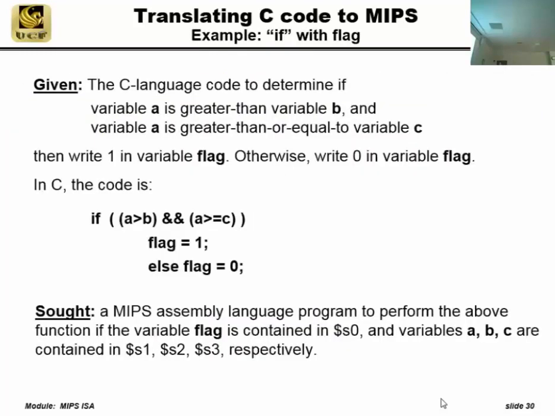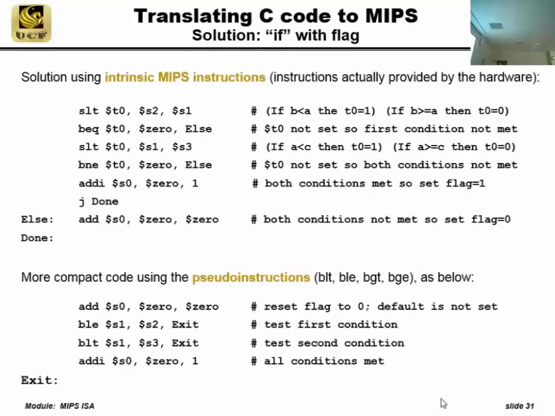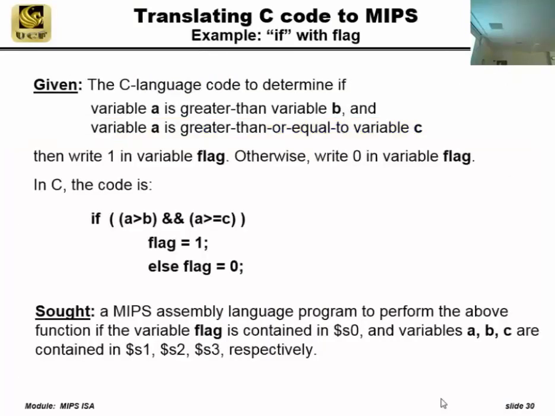So we wanted A greater than B. But what we got is greater than or equal, in T0. So the next thing we have to check is if this T0 is equal to 0, which meant that this condition is true, which is B greater than or equal to A, go to else. Okay, so what is else? Else means that we don't want to execute flag equals 1, we're going to set flag to 0. So if A is not greater than B, flag equals 0.